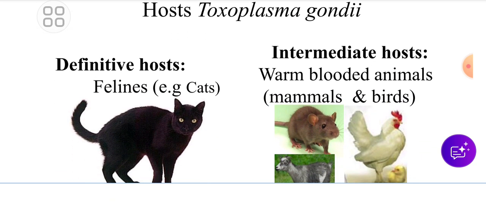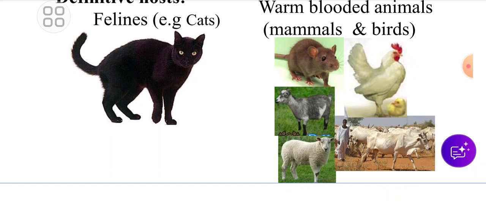The hosts of Toxoplasma gondii: there are definitive hosts, these are the felines, especially the domestic cats. And there are intermediate hosts, these are the warm-blooded animals, mammals, and birds, as you see in the picture, including humans.